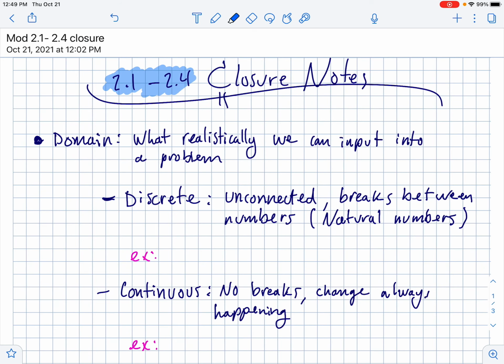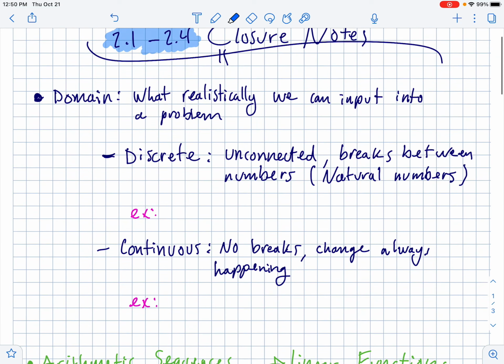Okay, AGS1. Like I told you guys in class, we're splitting up Chapter 2 into two different tests. The first test is just going to be over 2.1 through 2.4. In 2.1 through 2.4, we talked about domain. Remember, that's all the inputs that can go into a problem.